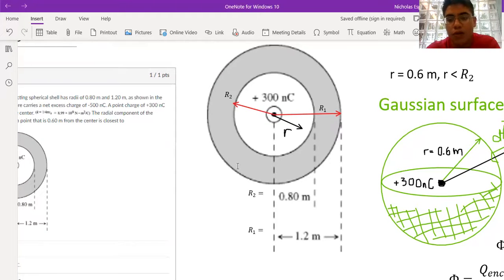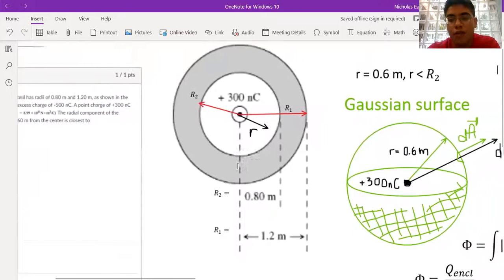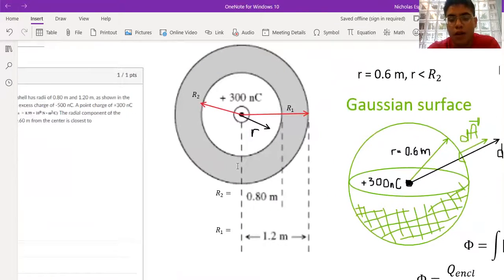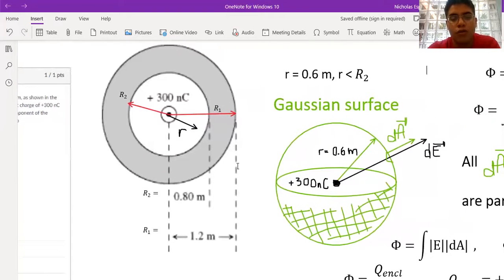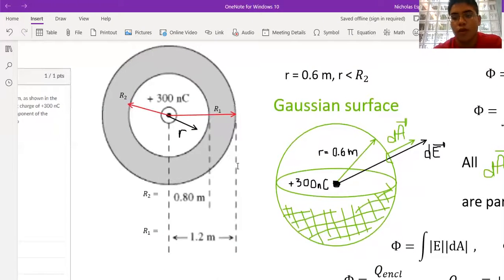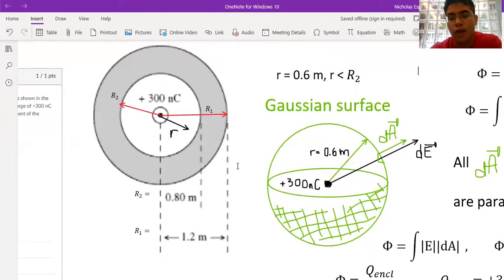0.6 meters away from the center would be a radius, but that 0.6 meters is actually smaller than R2, which is 0.8, which means that this point is actually inside of the cavity. And the only charge enclosed within the cavity is the point charge of 300 nanocoulombs. So we're going to create a Gaussian surface that encloses this charge and has the radius that is the distance of that point from the center, which is 0.6 meters.